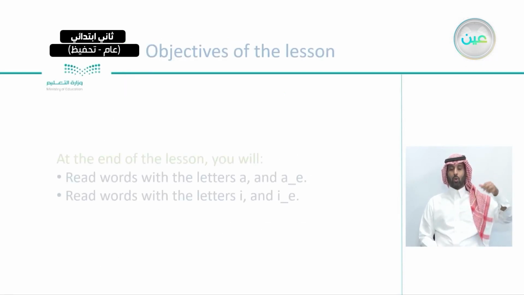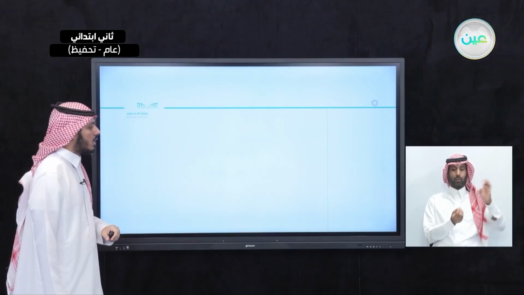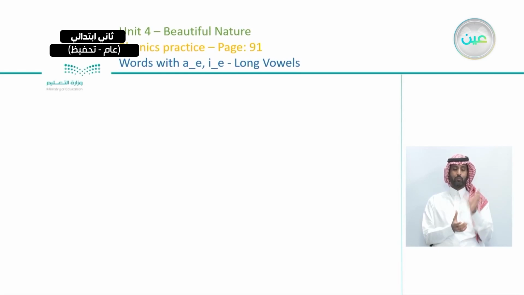Excellent. Okay. Now, what are the objectives of our lesson today? So, read words with the letters A and A with E. Also, read words with the letters I and I with E. Okay, so we have 4 ways to read them. So, okay, on page 91, today we have phonics practice, words with AE, IE, long vowels.